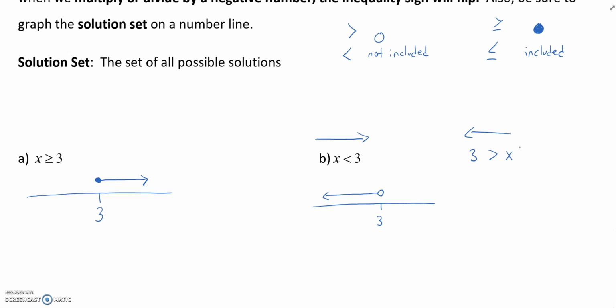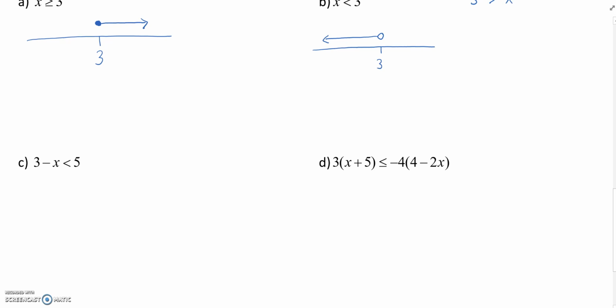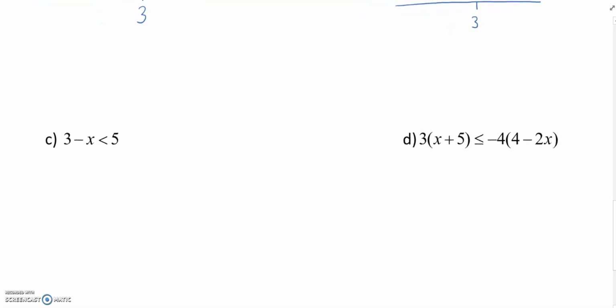Okay, so that's when you get your solution. But how do we get to that solution? If you look at C and D, we're going to be doing algebra here. We're going to rearrange and solve using the same algebra techniques that you've learned in previous years.